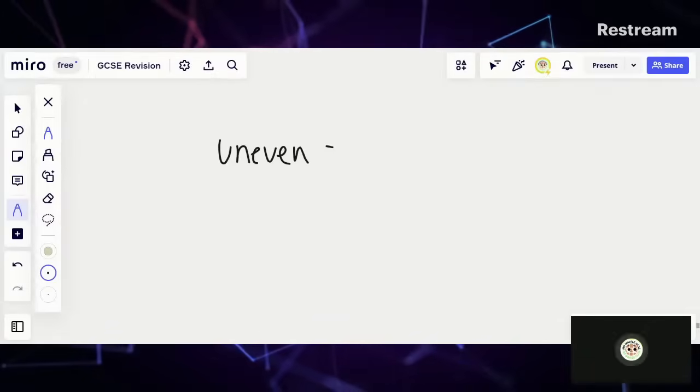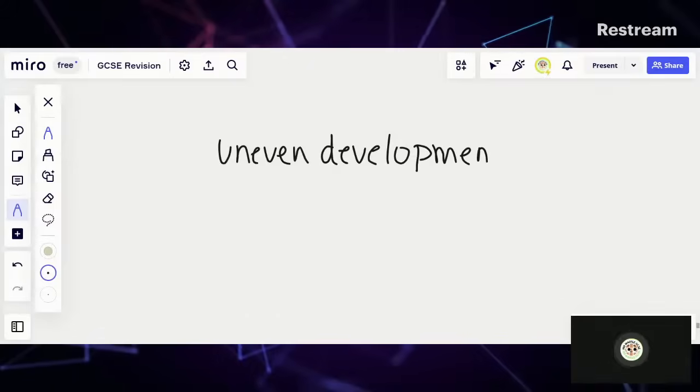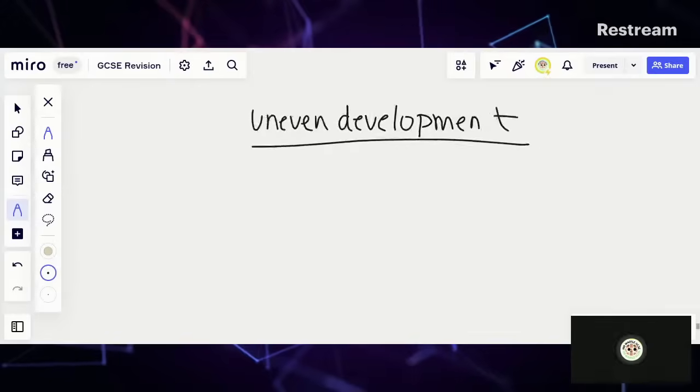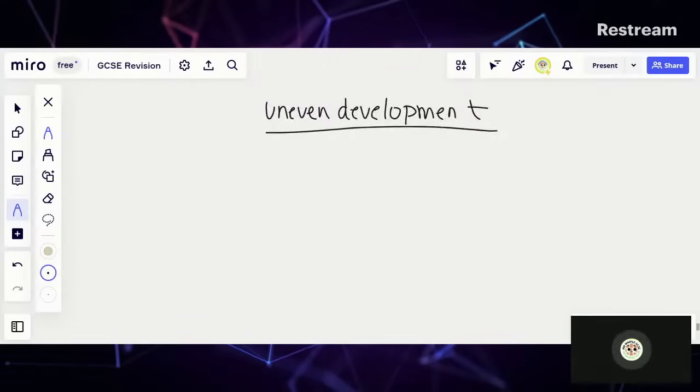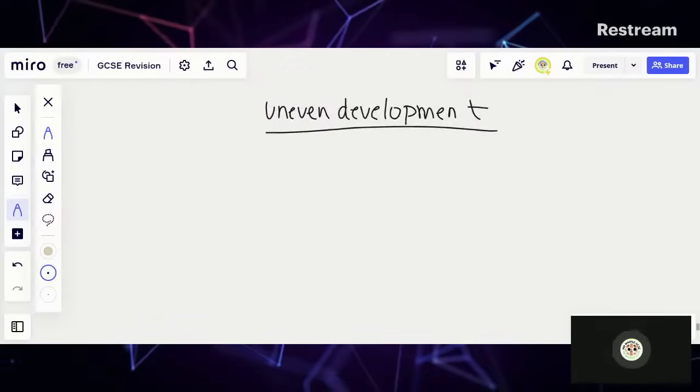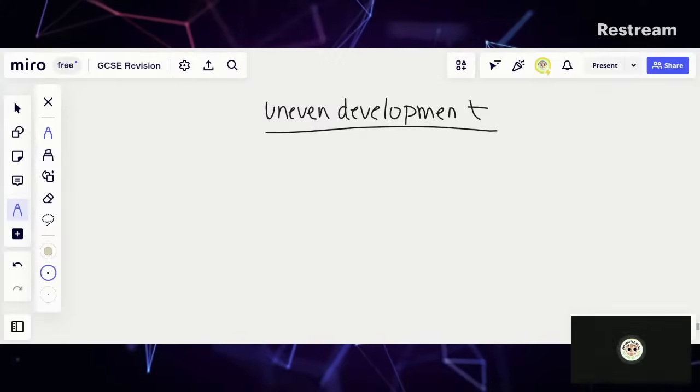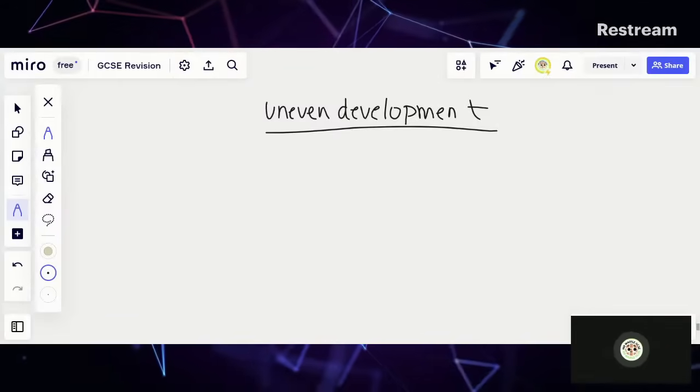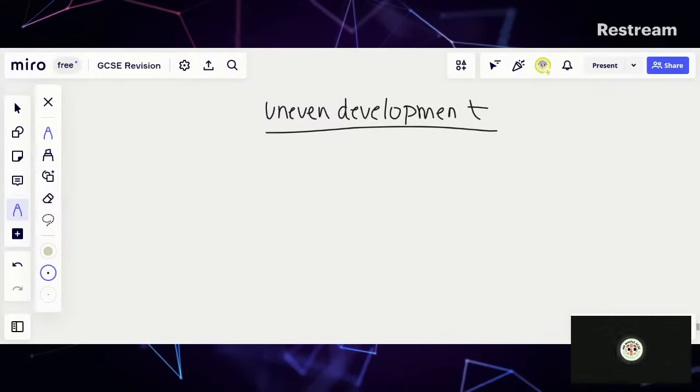So, have you ever wondered why some countries are richer and some countries are poorer? Well, you may know the reasons to some of them, and feel free to put them in the chat as well. So, firstly, we're going to split up the reasons why there's uneven country development into three main reasons.